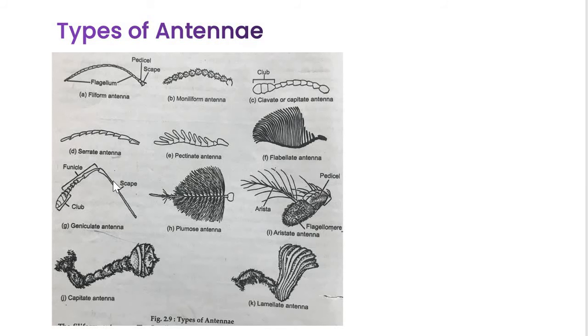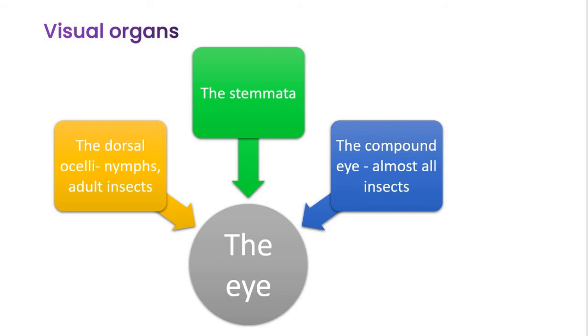Now here at the scape and pedicel region, the antenna gets bent. So the common example of geniculate antenna is honeybees. In honeybees, mostly, such a kind of antenna is present. Now this is about the basic structure of antenna and different types of antenna. Now we can focus on the next topic, that is visual organs of insects.